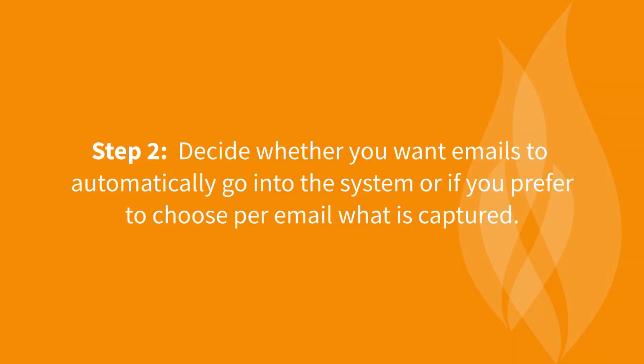Okay, step 2. Decide whether you want the emails to automatically go into the system or if you prefer to choose per email what's captured. You can always change this setting as your role and needs evolve. For example, you might be in a heavy sales cycle where like 80% of your work involves sales-related emails. In that case, you'll likely set the default to have all the emails go into the system. However, as your role evolves, you might find yourself in a more CEO-focused position where sales-related emails account for, let's say, less than 50% of your work. That's when you change the setting to require manual selection of which emails go into the system. In other words, it's about adapting to your needs.